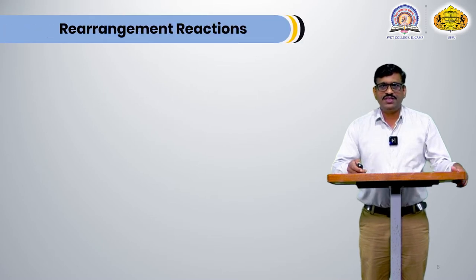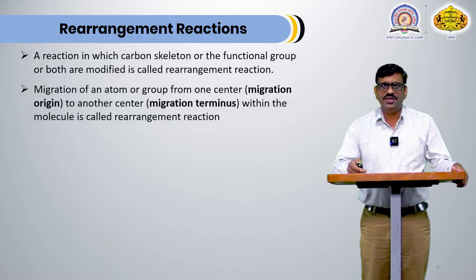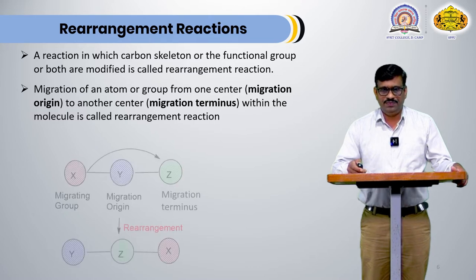First of all, what is rearrangement reaction? Rearrangement reactions are the reactions in which the carbon skeleton or the functional group of the molecule undergoes changes. Another definition of rearrangement reaction: migration of an atom or group from one center, that is called migration origin, to another center, that is called migration terminus, within the molecule, is called rearrangement reaction.